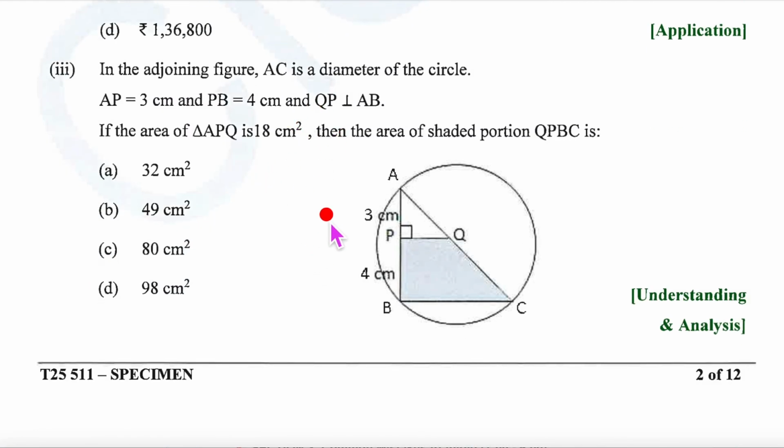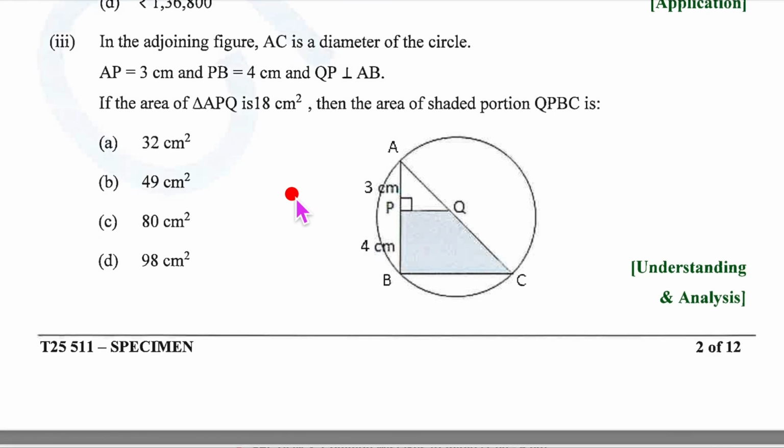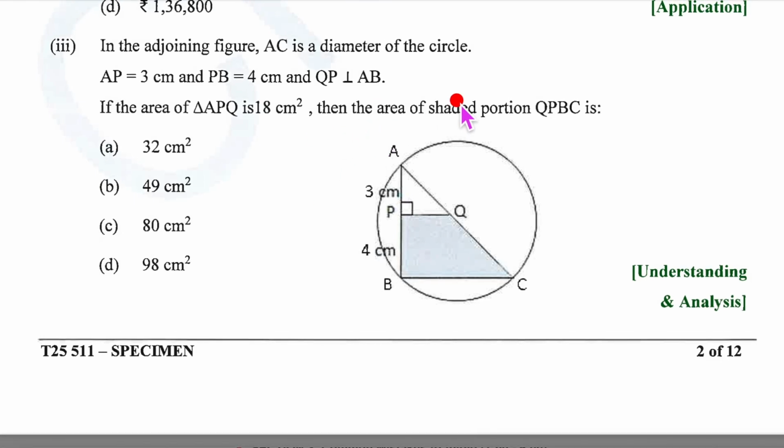Let us look at this. Remember, this is only a thinking step. You are not going to write down anything. You're not allowed to write anything on this question paper. If AC is the diameter, this is 90, this is 90. They are giving you AP and PB as 3 and 4. So this full thing AB becomes 7.